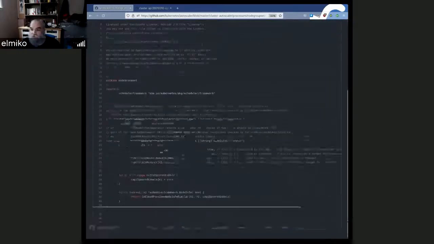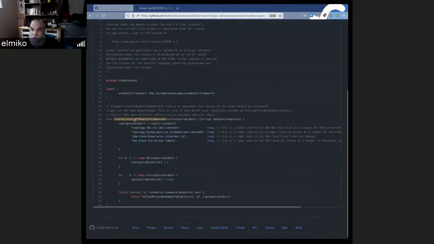So this, the create cluster API node info comparator, is a function that's used by the autoscaler when it attempts to do balancing operations. And it uses this to try and figure out what labels it should ignore.